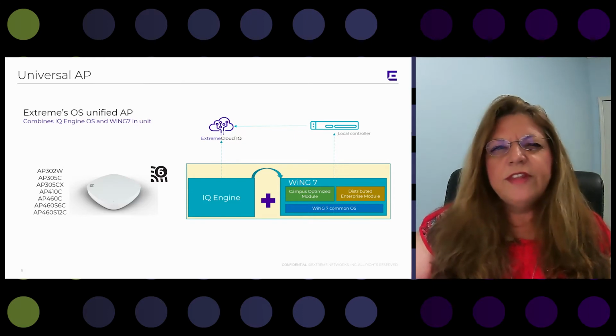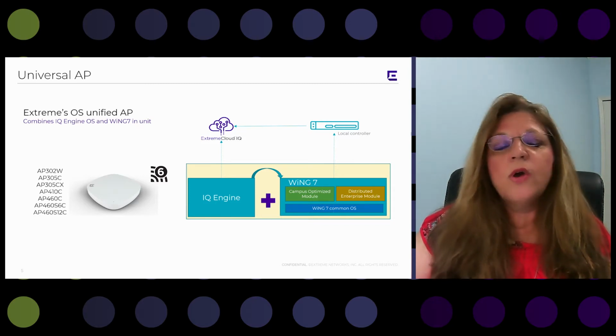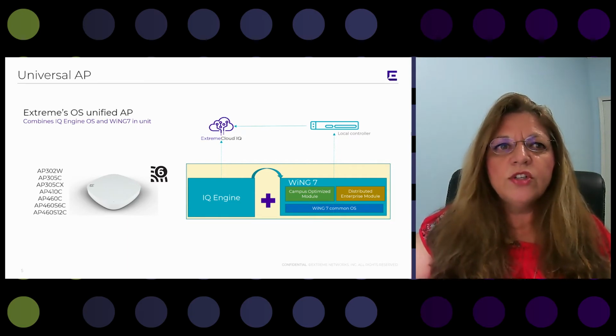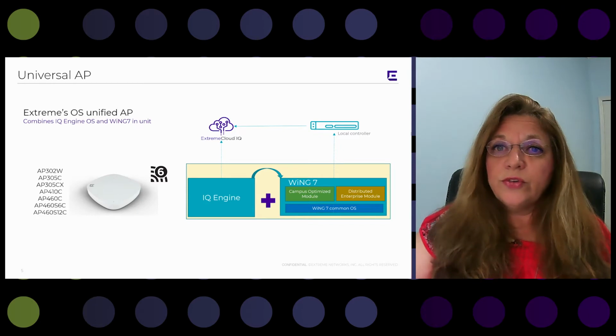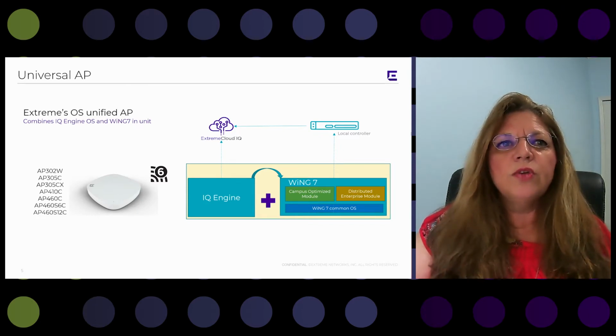If you look to the left, the AP302W was introduced in the first quarter of 2021. That's our 11AX wall unit. That is universal. You actually register with the cloud and you can have it straight into the cloud in IQ Engine, or you can be on-prem with the Wing 7 OS, whether it's campus or distributed. The AP305C and CX was launched in March, and that again is universal, the ability to be IQ Engine or to be on multiple OSs, the same user experience.